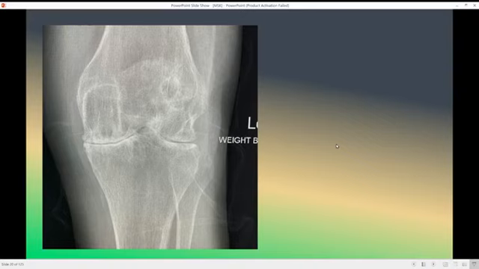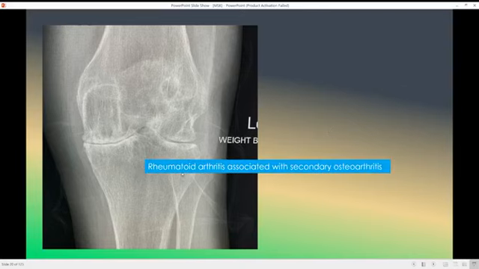BVNS, Dr. Rihani, no. Okay, rheumatoid arthritis, Dr. Al-Oudi, very good. Osteoarthritis, no. Okay, we answered this case. This is a case of rheumatoid arthritis. As we see here, symmetrical narrowing of the joint space, medial and lateral compartment, with secondary osteoarthritis. This is rheumatoid arthritis, not osteoarthritis. It is secondary osteoarthritis due to rheumatoid arthritis. Okay, and we move to the next case.